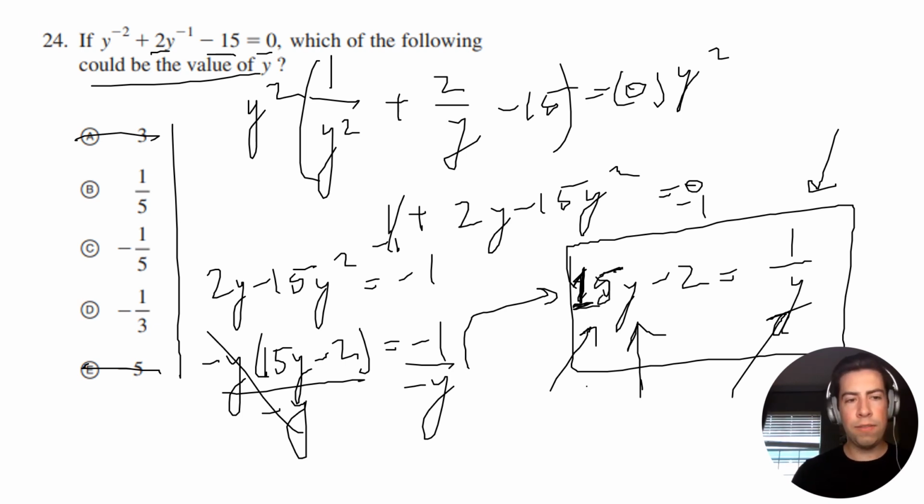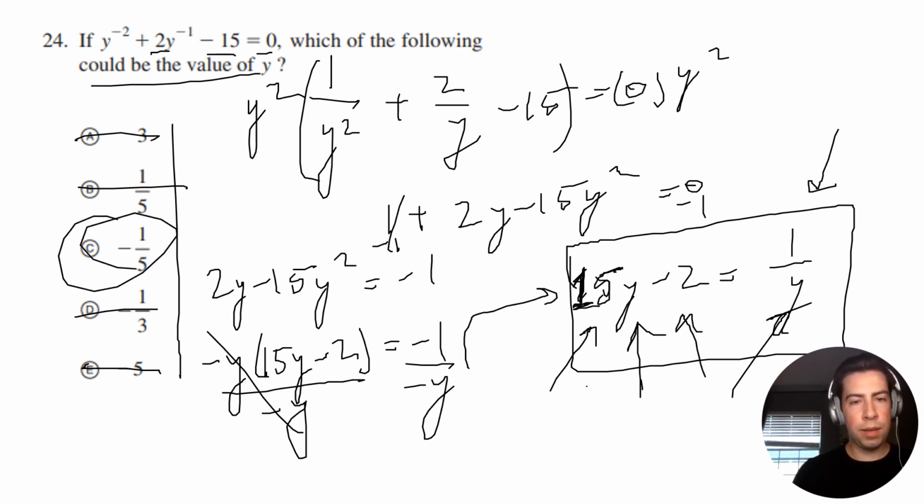Okay, now if I plug in negative 1/3, that is going to give me a larger number on this side, so it's not going to be that. And now if I plug in a positive value, let's see here. The positive value of 1/5 isn't going to work either. You can see that for yourself, but let's go ahead and try plugging in negative 1/5 here, okay?